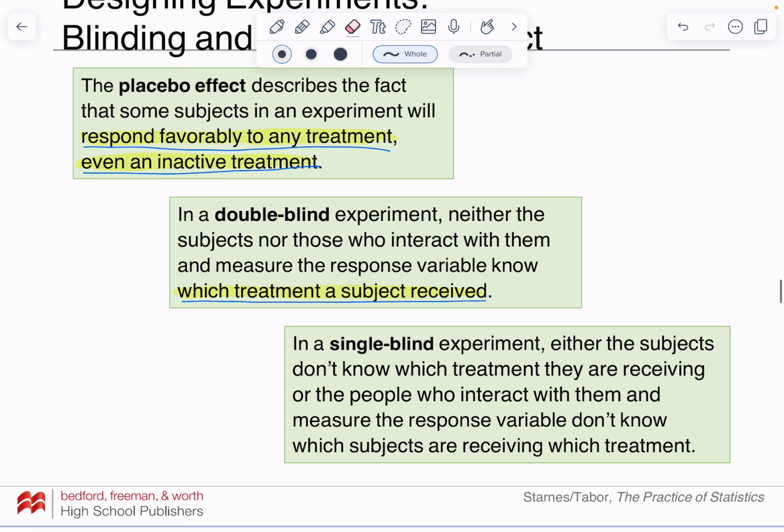Single blind is you can kind of like fill in the blanks here. It's just one half of the group knows who's getting what. It usually is that the subjects don't know, but the person administering the treatment knows. Sometimes it could be, it's really rare, but sometimes it could be that the subjects know what they're getting, but the people recording the information don't know.